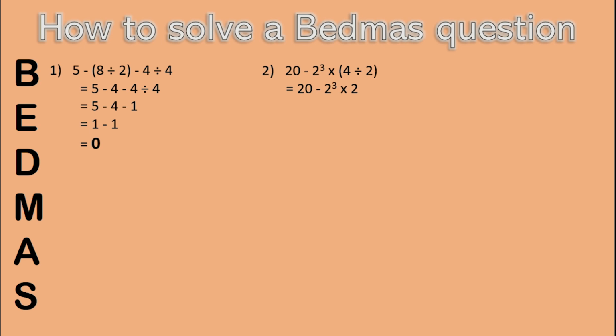So rewrite the whole question and just expand out what 2 to the power of 3 would actually mean. So that would be 2 times 2 times 2. So that would equal to 8. So we would rewrite as 20 minus 8 times 2.